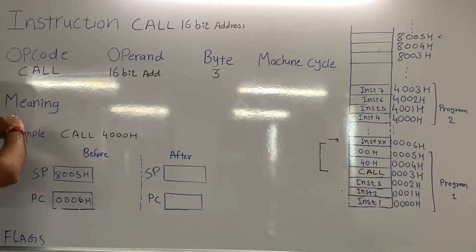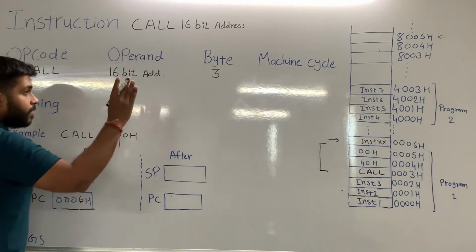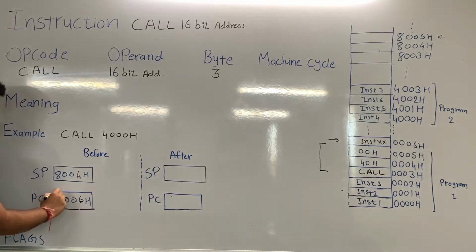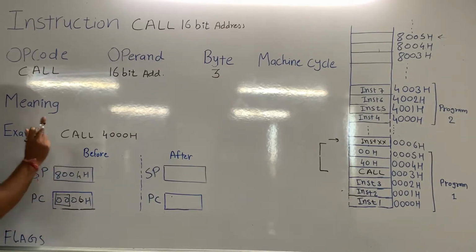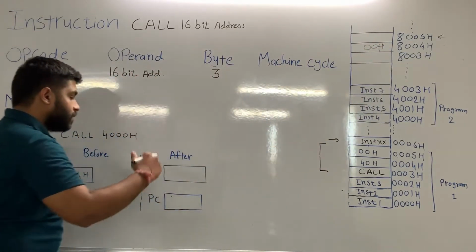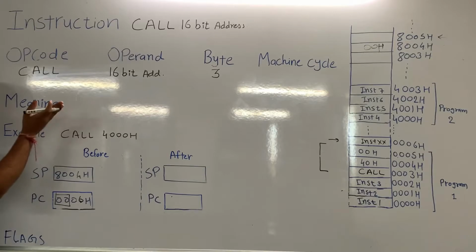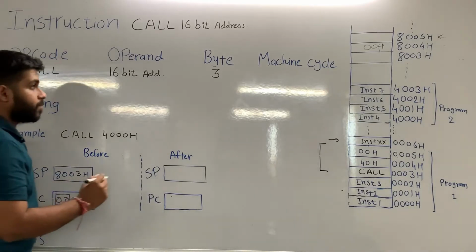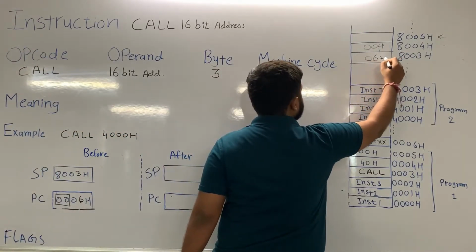Right now the stack pointer is pointing at 8005H. So the microprocessor will first decrement the value of the stack pointer by 1. After decrementing, the microprocessor will store the higher byte of the program counter in the stack. So 00H will be stored. After that, again the value of the stack pointer will be decremented, so it will become 8003H. And at 8003H, the microprocessor will store the lower byte of the program counter. So 06H will be stored.